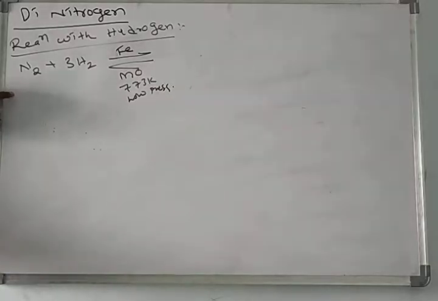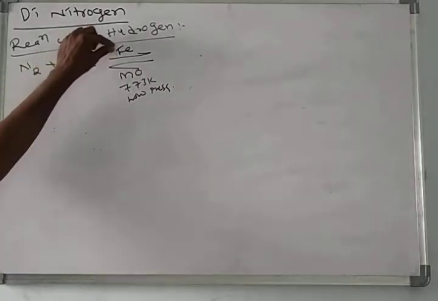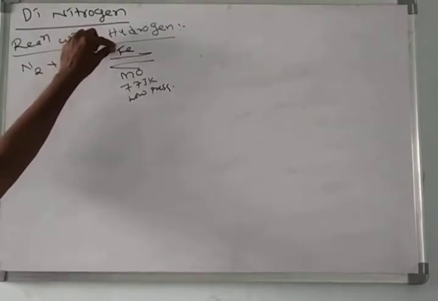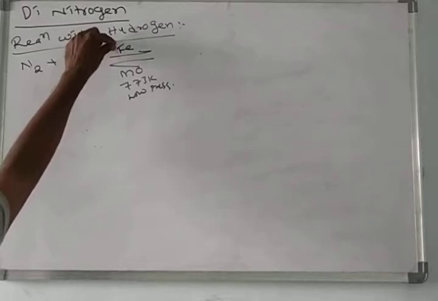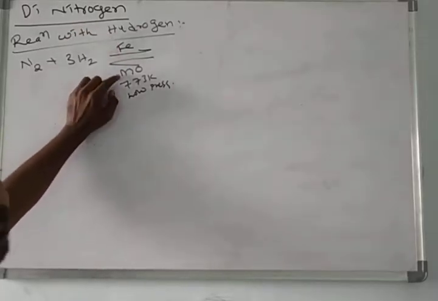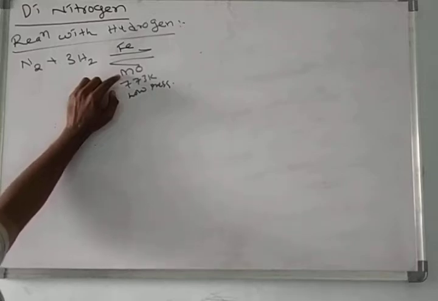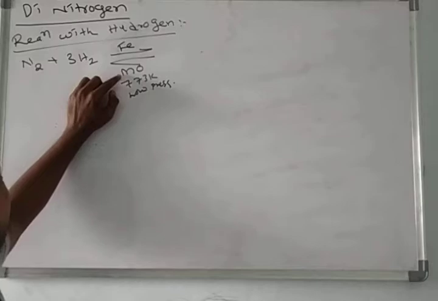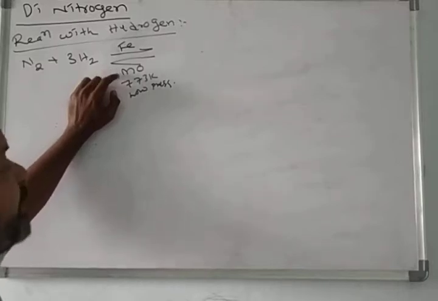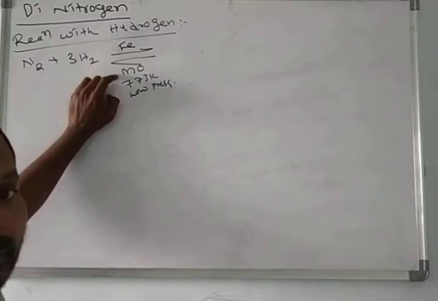What is the catalyst here? Iron. What is the meaning of catalyst? The group or atom which increases the rate of the reaction but is not involved in the reaction, we call a catalyst. Molybdenum acts as the promoter here. Promoter means that which activates the function of the catalyst. Here the promoter is molybdenum, and the catalyst is iron.